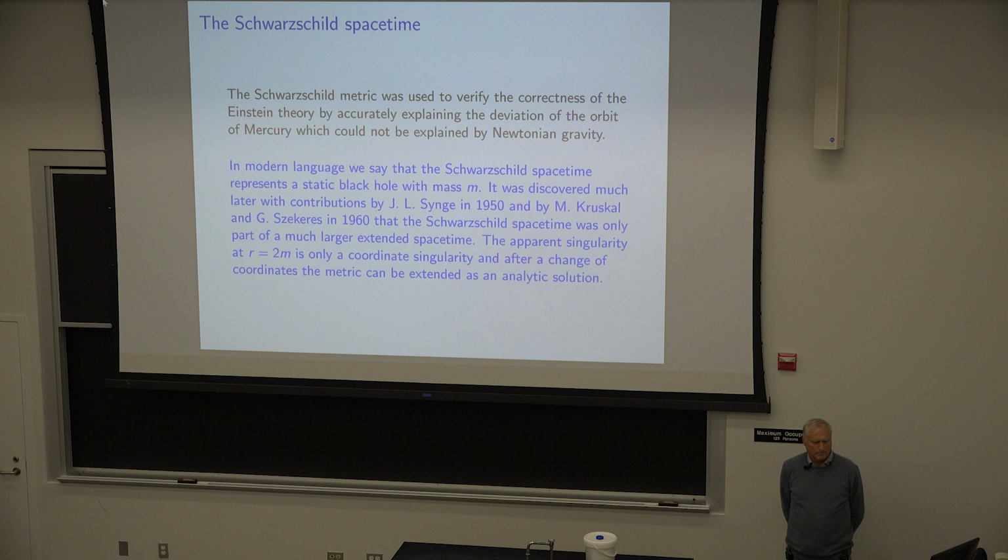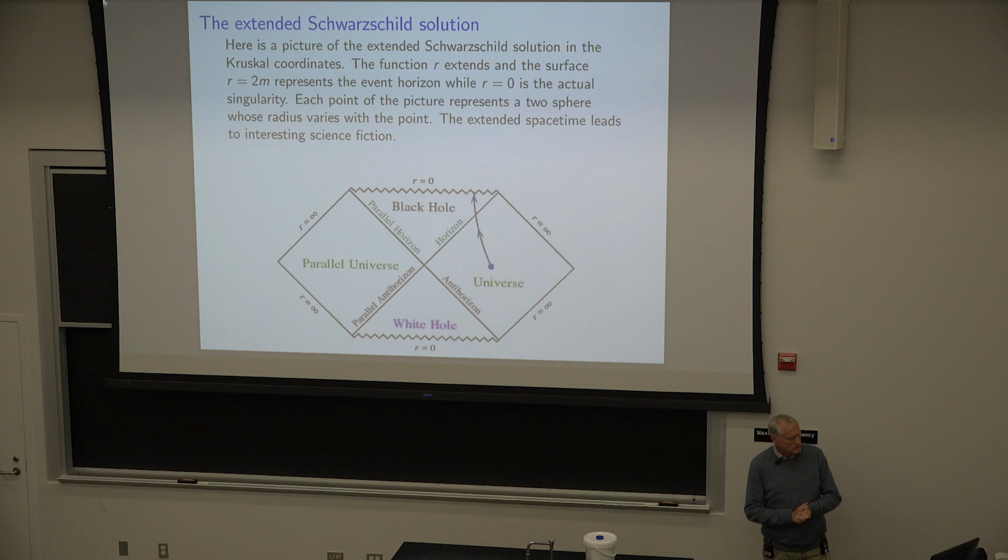So the apparent singularity at r equals 2m, it turned out, is not really a singularity at all. It's a coordinate singularity. By changing coordinates, you can extend the metric across. And the maximal extension of Schwarzschild is a very interesting thing, so I'm going to digress just a little bit to describe it for those of you who like science fiction movies. So this is a picture of the extended Schwarzschild solution, in Kruskal coordinates.